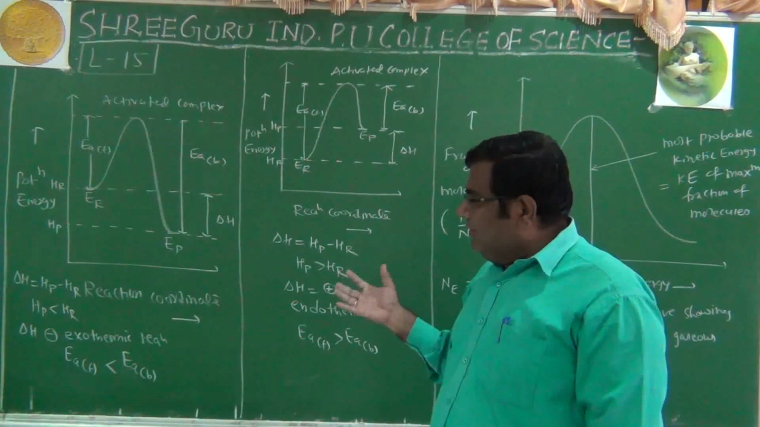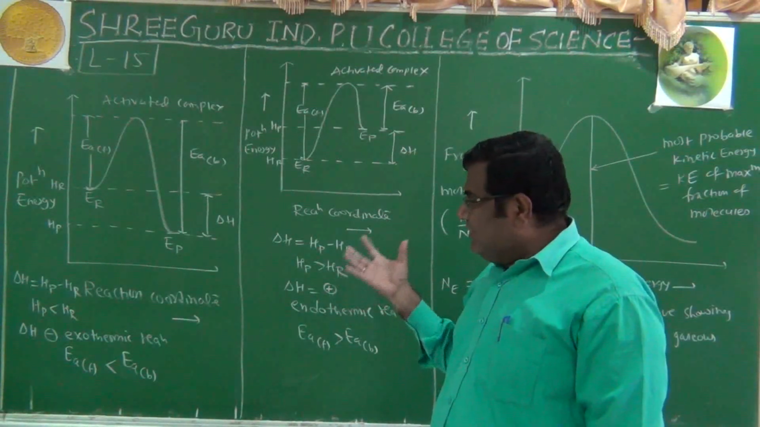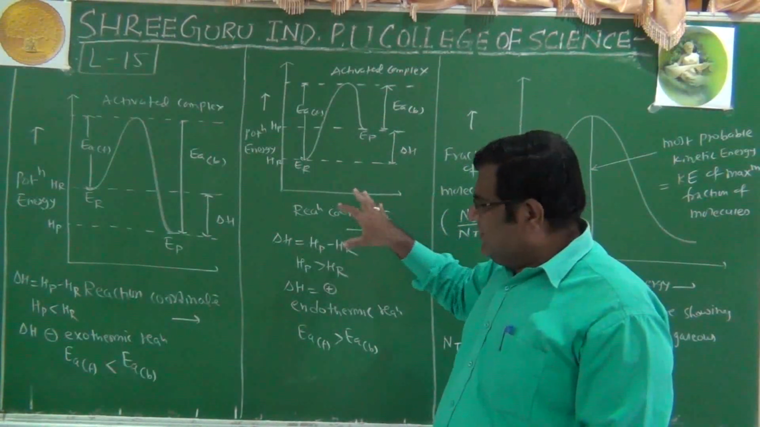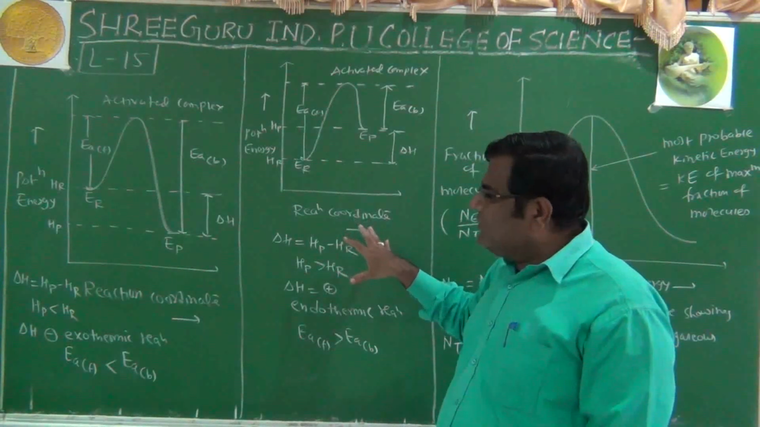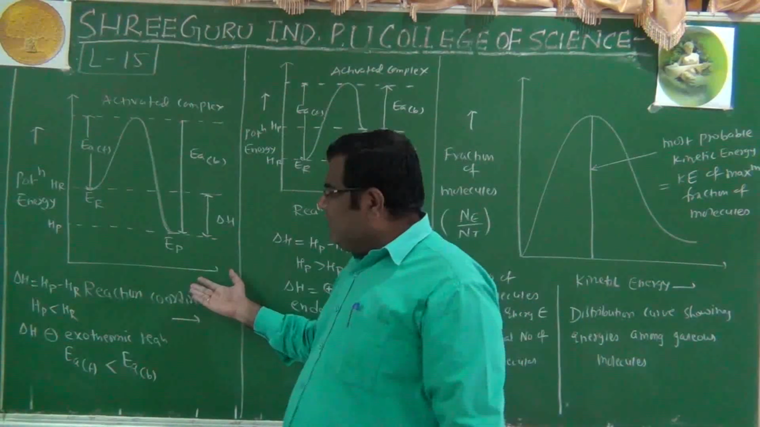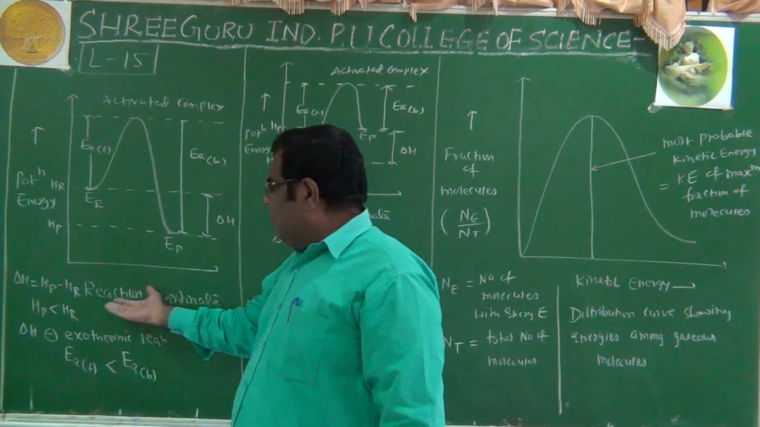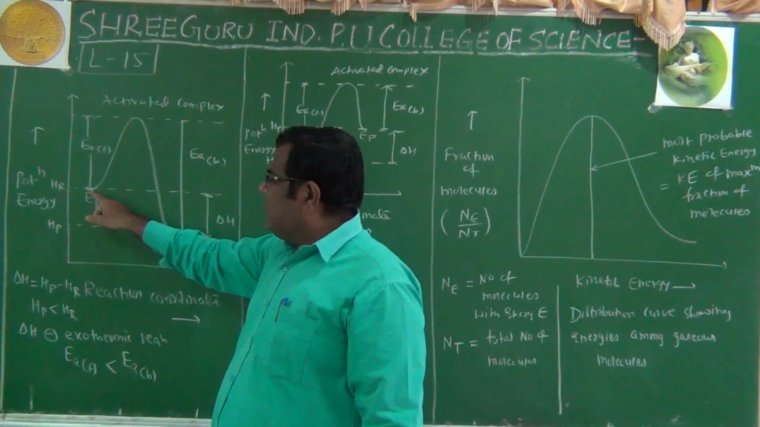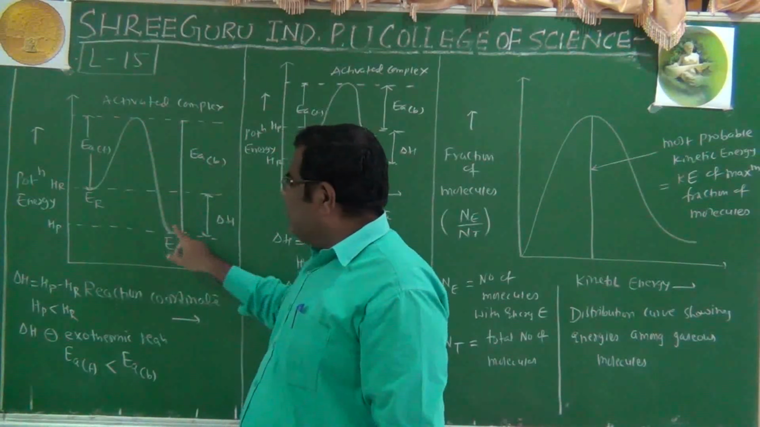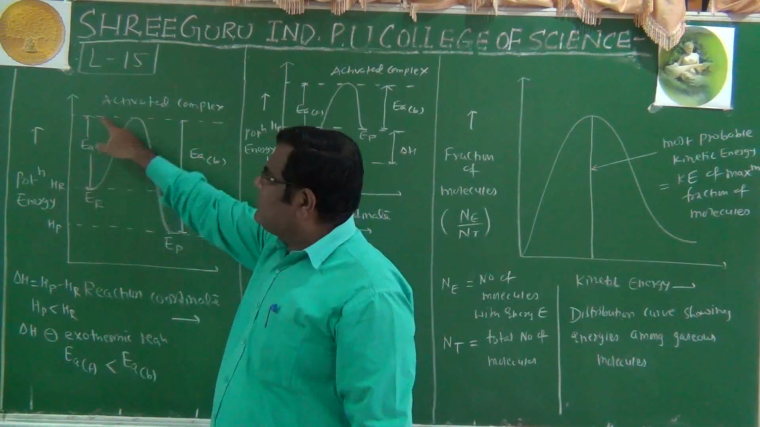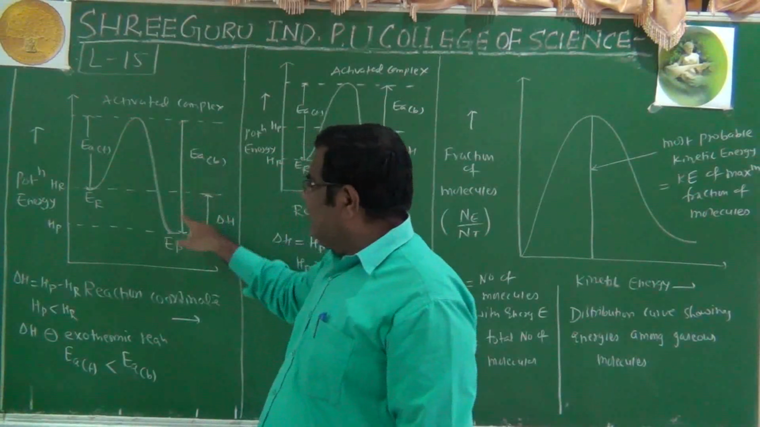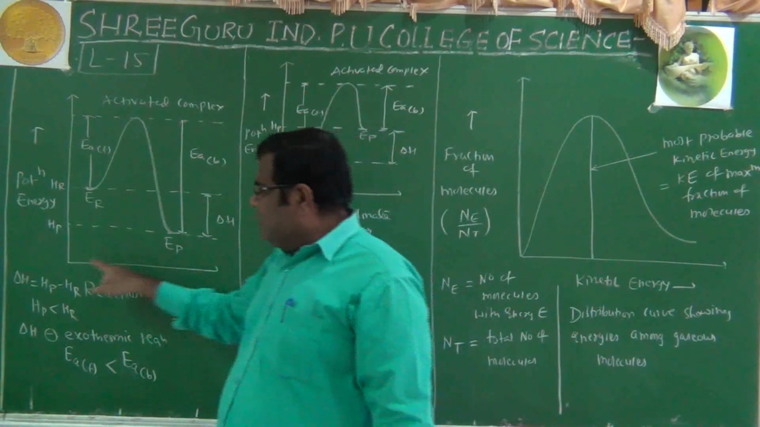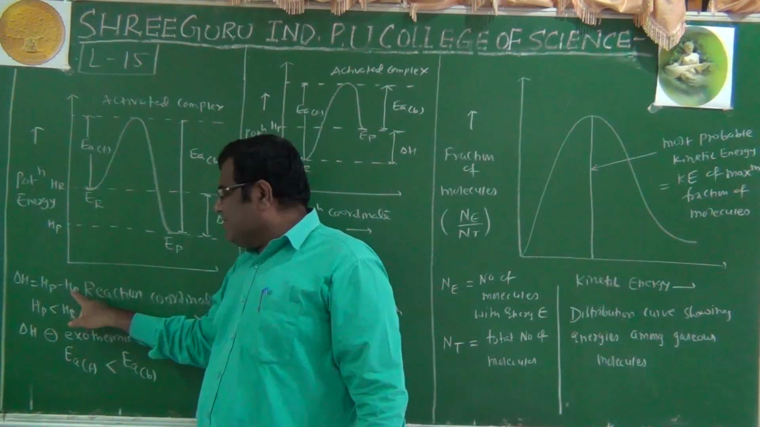They are important because the whole journey of the reaction's energy is plotted in this type of curves. If we look at this particular profile, on the x-axis reaction coordinate, on the y-axis potential energy, this is the energy of reactant, activated complex, energy of product. This is the activation energy of forward reaction, activation energy of backward reaction. This is the delta H, enthalpy change, heat of reaction, Hp minus Hr.